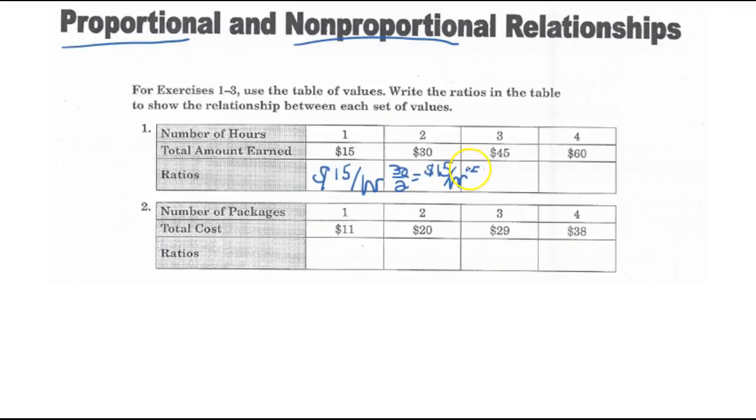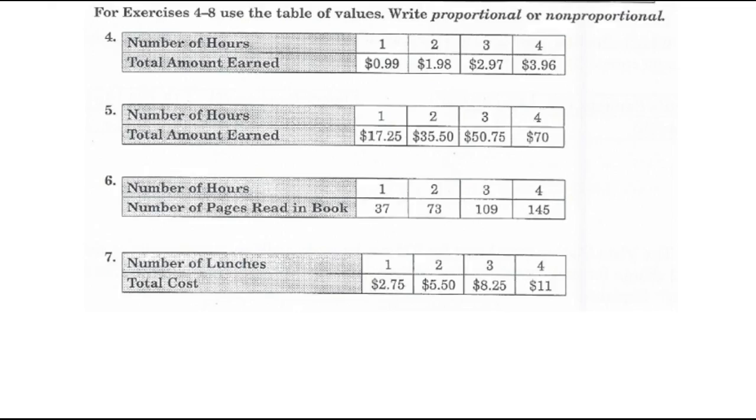Okay, so we have 45 over 3. Again, this is going to be 15 per hour. 45 divided by 3 is 15. And now we have 60 divided by 4. And it's going to be 15 per hour. So this one is proportional. I would like you right now to pause the video and do number 2 and number 3 on your own.